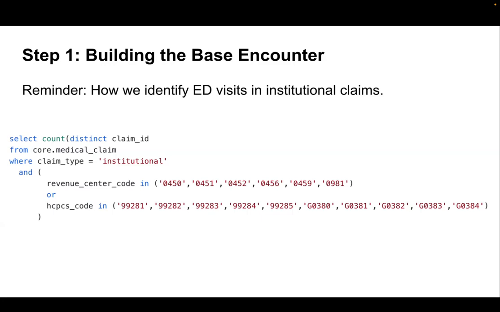99.99% of institutional claims were captured just by the revenue center code logic. So in the statistics that I'll show you, I'm actually only using the revenue center code logic. I punt on the HCPCS code logic below. On the other hand, the HCPCS code logic is really important for professional claims, and we'll come back to that.